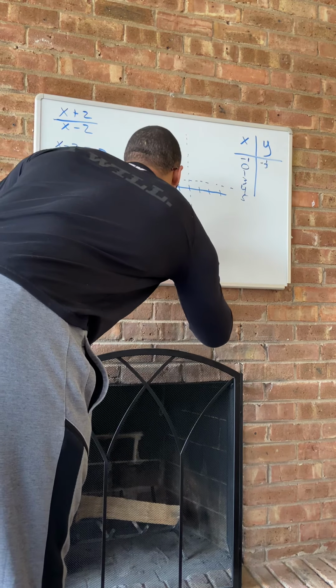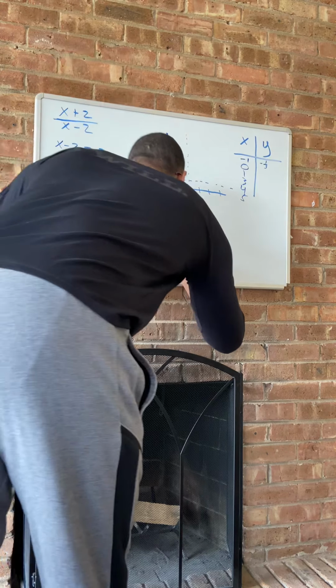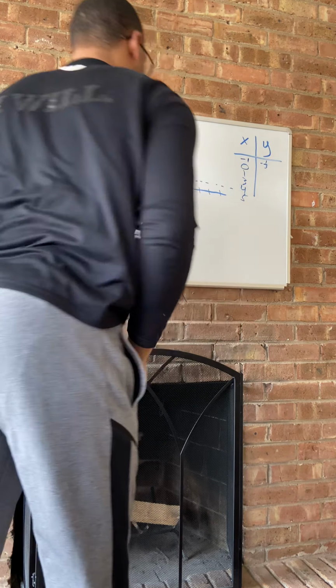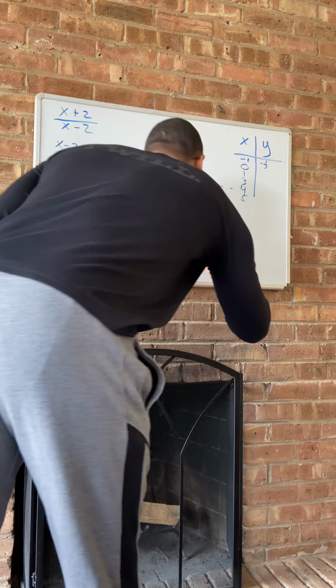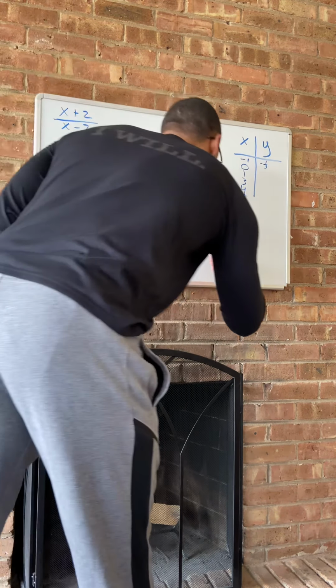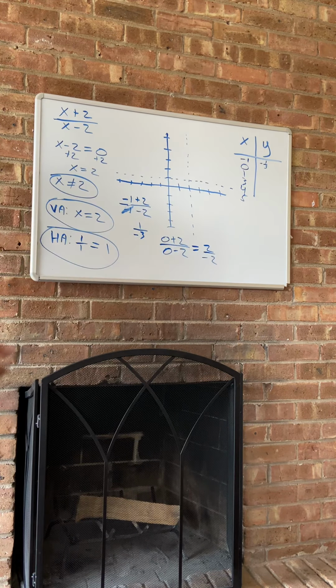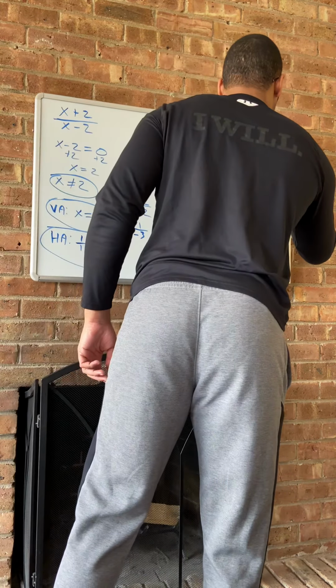If I plug in 0, I have 0 plus 2 over 0 minus 2. 0 plus 2 is equal to 2. 0 minus 2 is equal to negative 2. So this y value would be equal to negative 1.